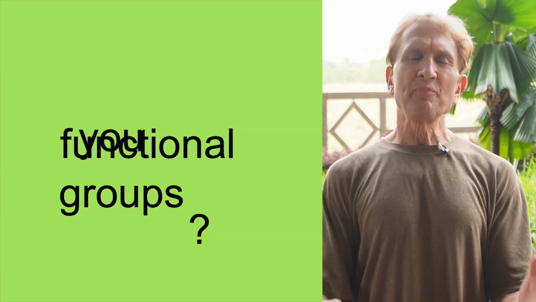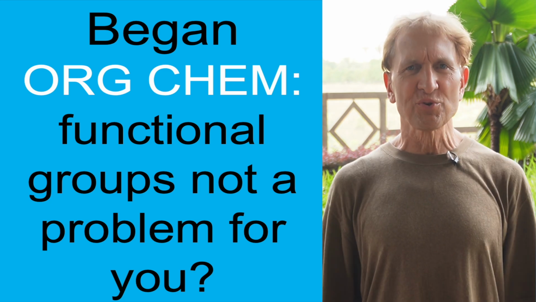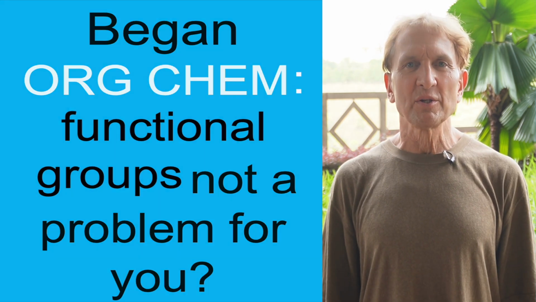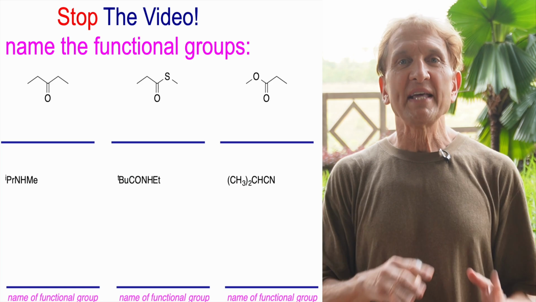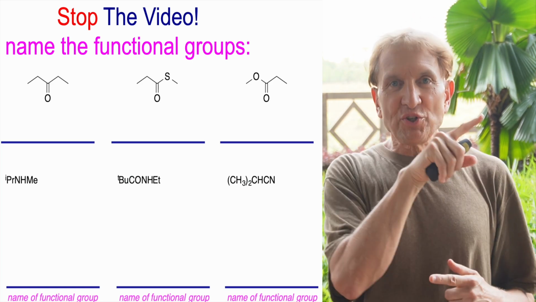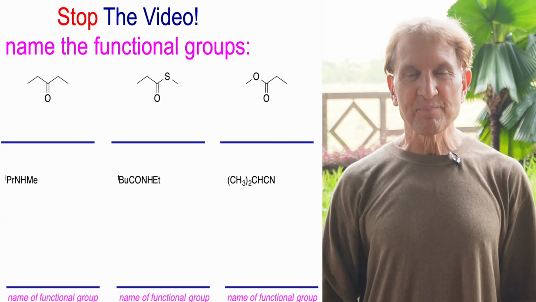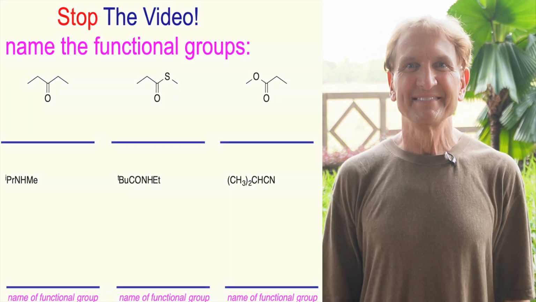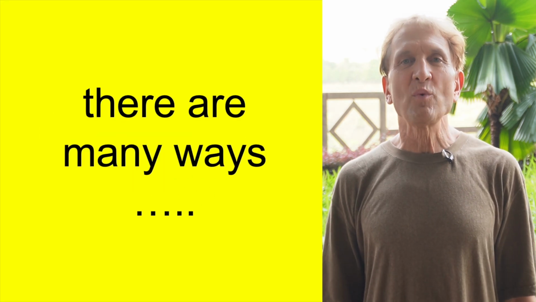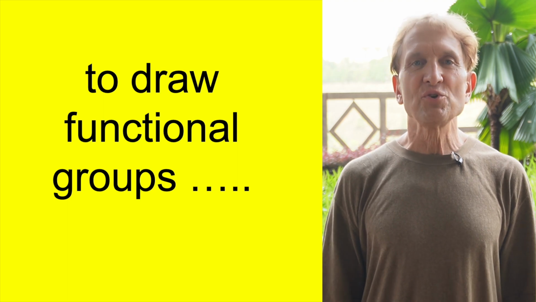Let's say you began sophomore organic chemistry and you think that you know enough about functional groups already. Well, let me quiz you a little bit. Stop the video. Can you name these functional groups on the top row? And on the second row, can you draw out those functional groups from these formula and put the names below? I challenge you. Can you do it? Worse, there are so many ways to draw a given functional group. It gets really confusing for the students.